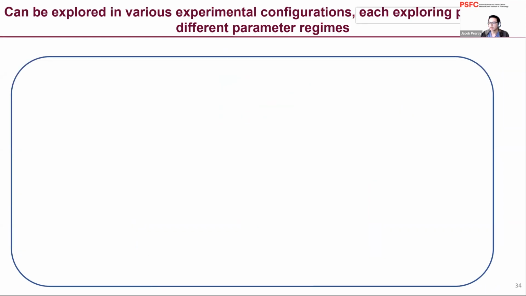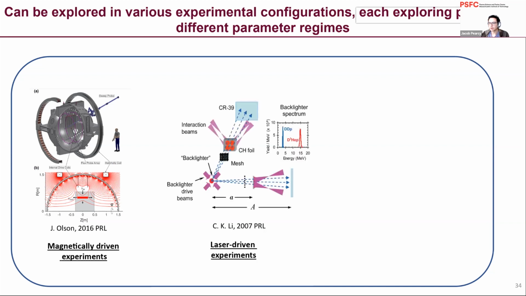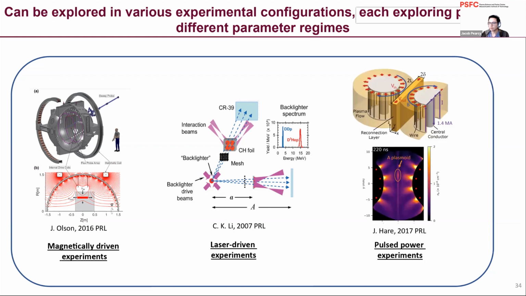And it can be explored in a variety of different experimental configurations, each of which explores potentially different parameter regimes. The first is magnetically driven experiments, where you can have a plasma that is strongly controlled by the magnetic fields as opposed to its own thermal pressure. Or laser-driven experiments, where the opposite is true and the thermal pressure dominates the magnetic pressure. Or pulse power experiments, where they are comparable, in the sense that there's this parameter of the plasma beta, which is the ratio of the thermal pressure to the magnetic pressure. And in these pulse power experiments, that can be near 1.